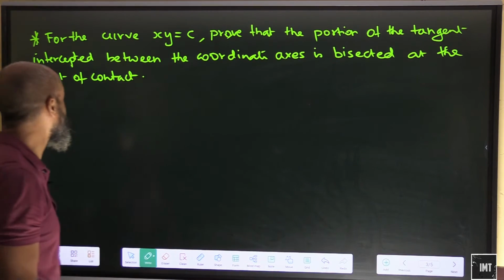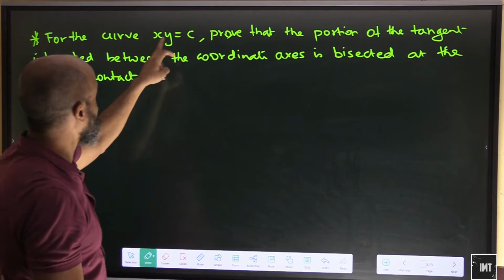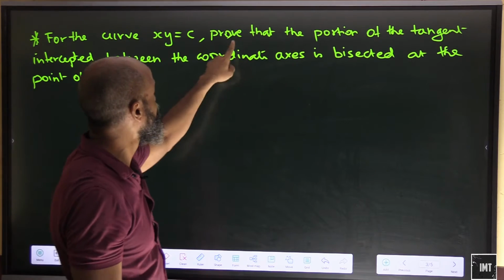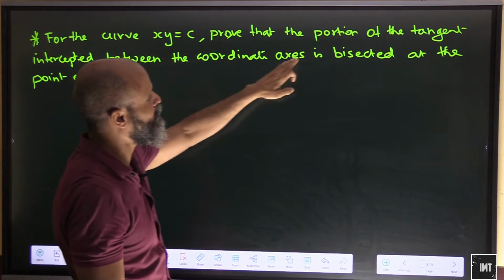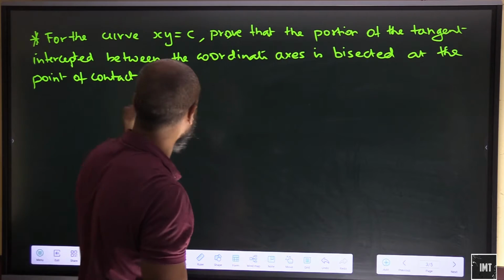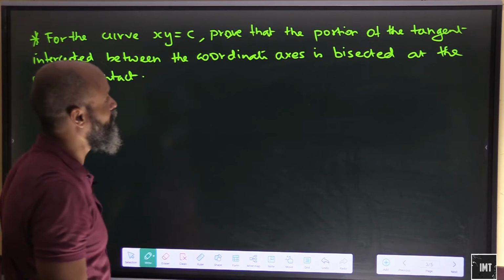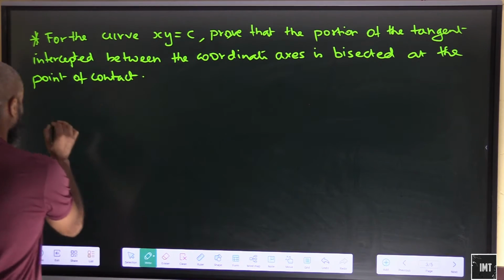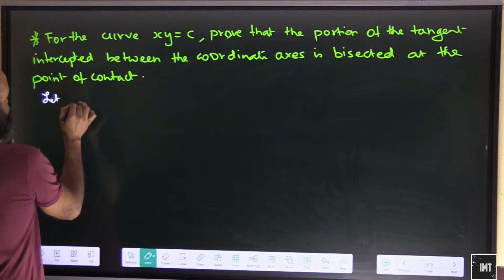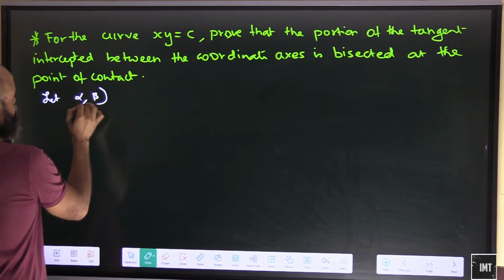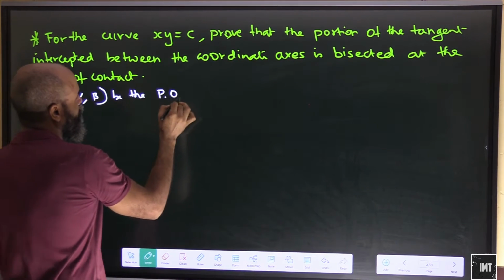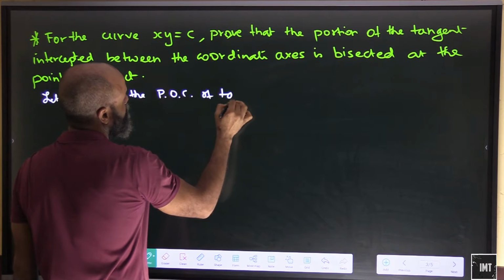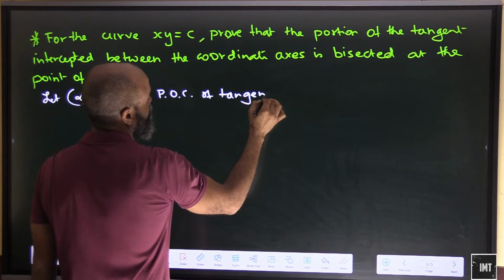Okay, let's move on to the next one here. For the curve xy is equal to c, prove that the portion of the tangent intercepted between the coordinate axes is bisected at the point of contact. So here we will assume, let alpha and beta be the point of contact of the tangent with the curve.